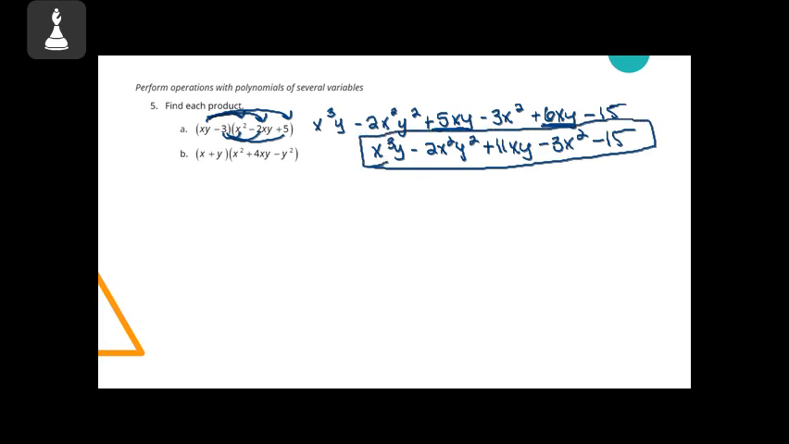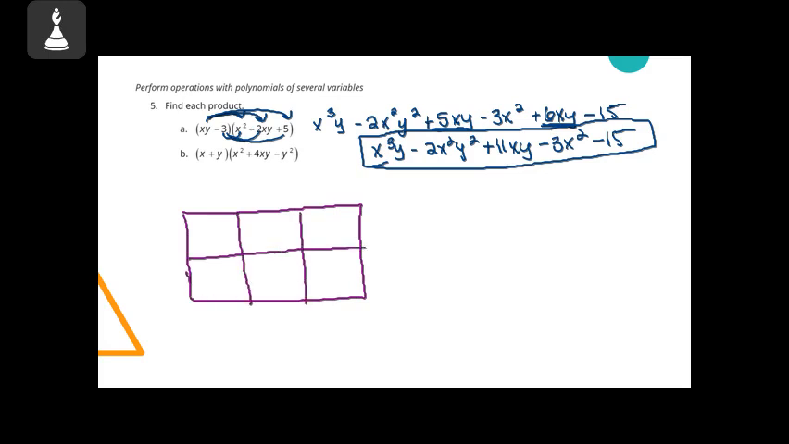Again, if that is a little more messy for you and you want to do a table, look at how many terms you have. I have 2 terms times 3 terms. So I'm going to make a 2 by 3 window pane. X, y. The top is going to be x squared, 4xy, minus y squared.